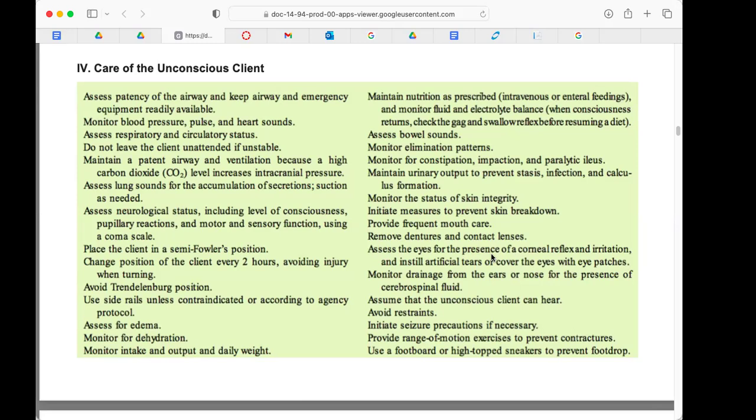Monitor for drainage from the ears or nose for the presence of cerebrospinal fluid. Remember, we learned about the halo sign. Assume that the unconscious client can hear. When I was doing clinicals for nursing school and got the privilege to do clinicals in the ICU, oh my gosh, I've seen and heard some nurses say some pretty messed up things right in front of the patient.